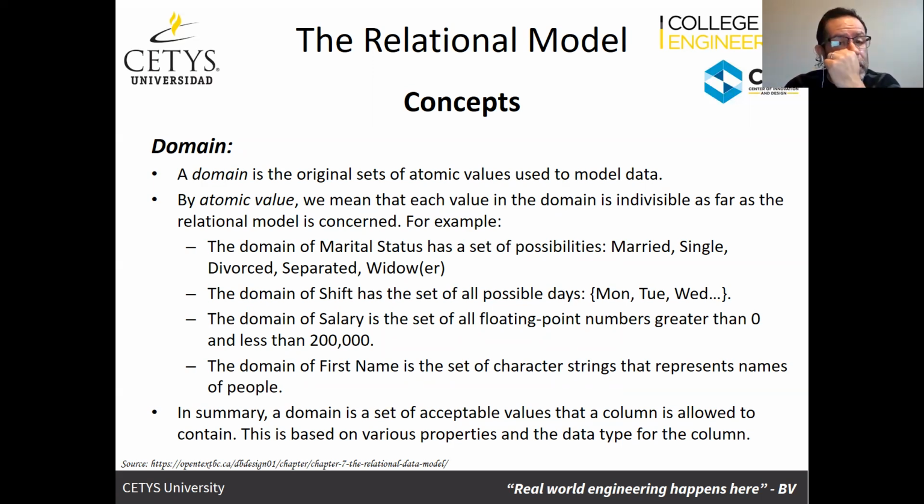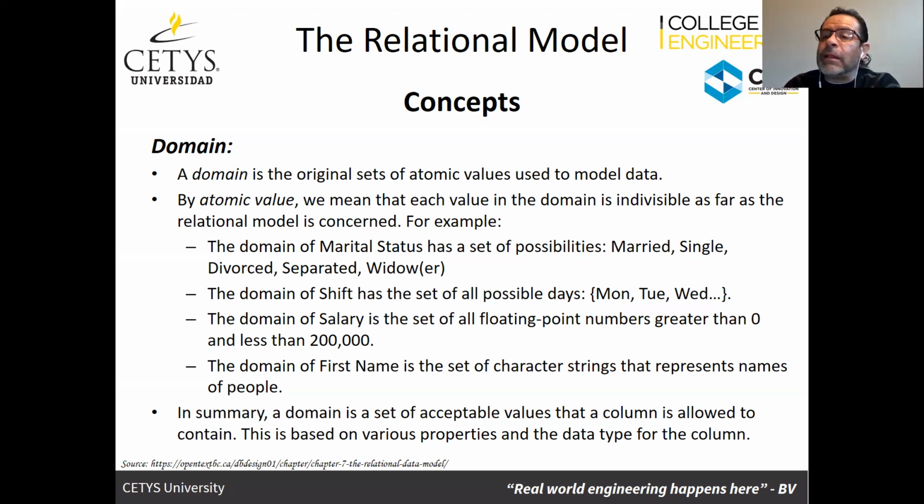So for example, if we've got a field that's marital status, there are certain marital statuses that are going to be valid for that field: married, single, divorced, separated. A shift, assuming that a shift is an attribute, a field, or a column, assuming that it's the weekdays, is going to be from Monday to Friday: Monday, Tuesday, Wednesday, Thursday, Friday.